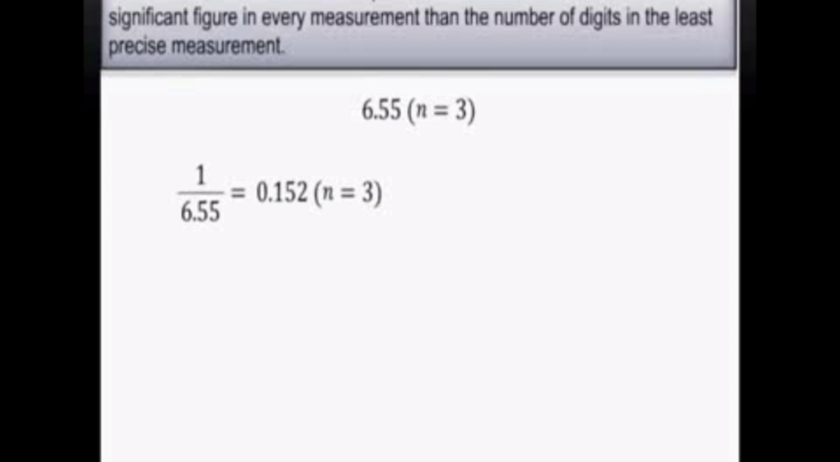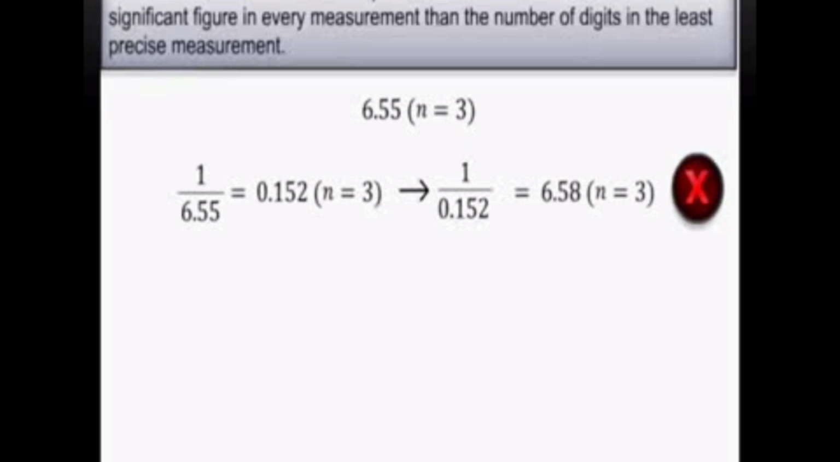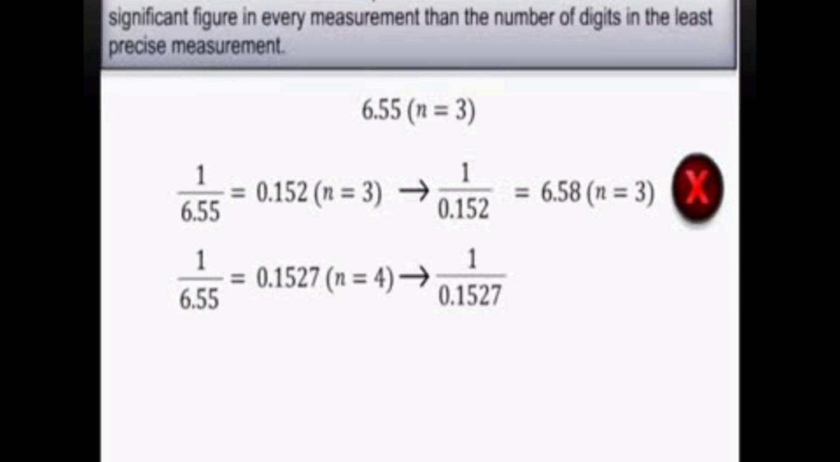Here also the decimal number is 3. You are not considering that 0. So when you write 1 by 0.152, it is 0.658, n equals 3. This method is not correct because you have already rounded up that value. Now you can see how to do the calculation. See, 1 by 6.55. You should not round off that value first. Suppose you do it like that, it will change. So the digits are 4, 1.527. Then with 1.527, when you do this calculation, you will get the correct answer, 6.55. So you will get the exact answer. Suppose you keep only one decimal number, you will make a mistake.